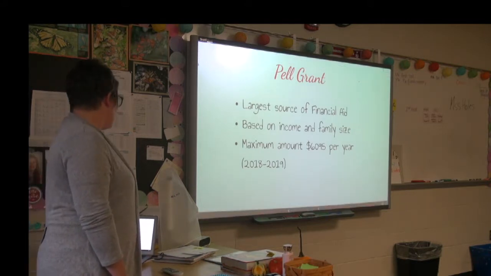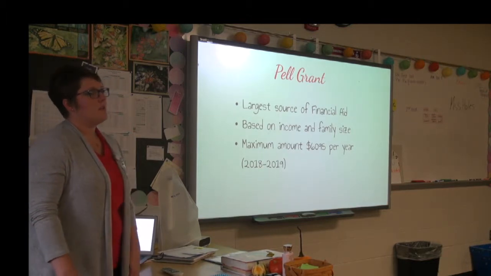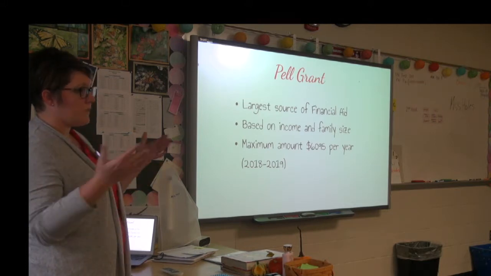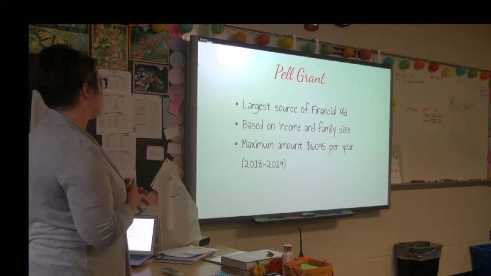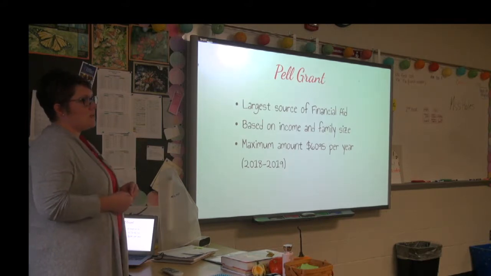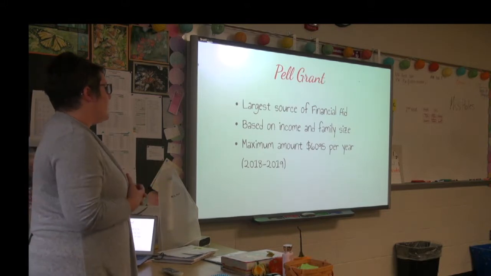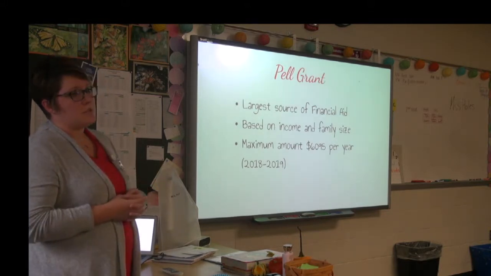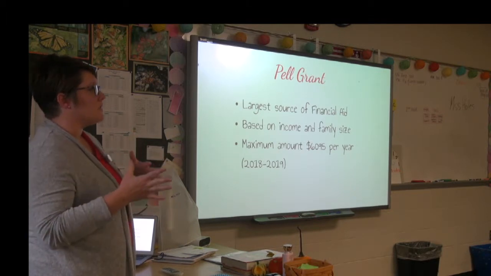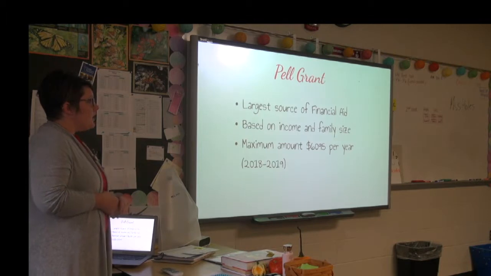So the federal Pell Grant is based on income and family size. If you have a 0 EFC, it means you have the most financial need according to their formula. For this year, you would be awarded $6,095 in Pell Grant for the academic year, and that is based on full-time attendance as well. If you're attending part-time or three-quarter time, it's adjusted based on your enrollment status. But that is what it is for the year.